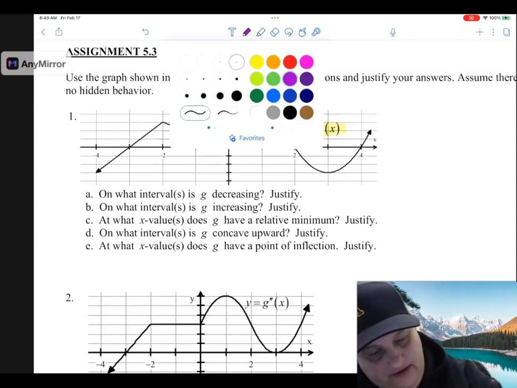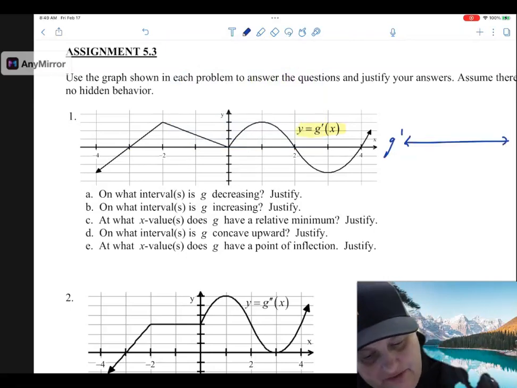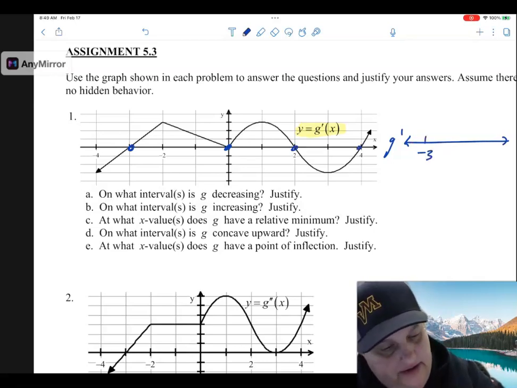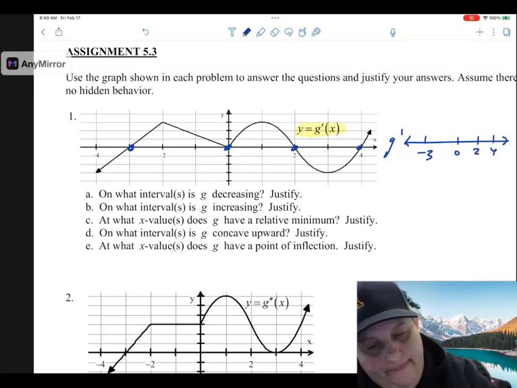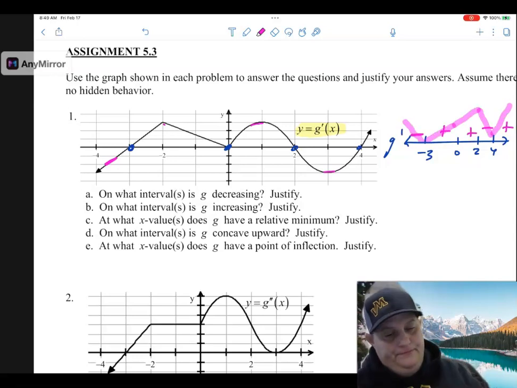Let me go ahead and make a sign line graph for g prime. Okay, so g prime is 0. It's actually hitting 0 at 4 points. -3, 0, 2, 4. Okay, and below that it's negative because it's below the axis. In between here it's positive. Between here it's positive, and then it goes negative, positive, okay? So if I'm drawing this in, it's decreasing, increasing, increasing, decreasing, increasing, all right?